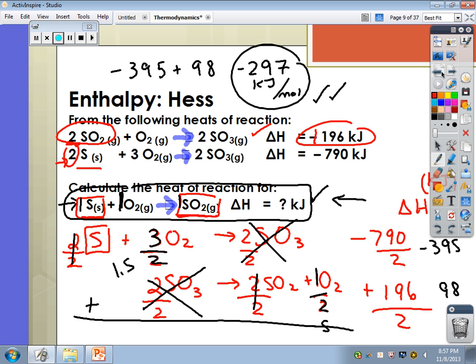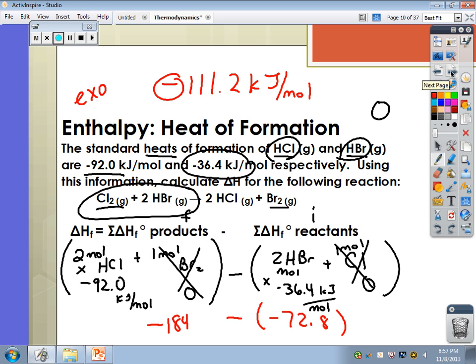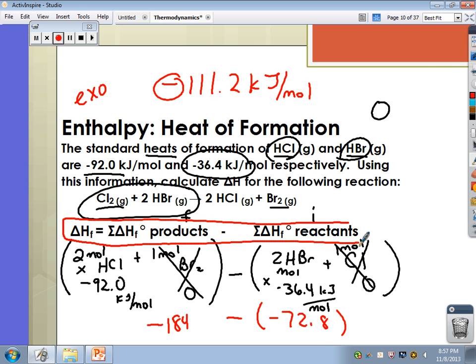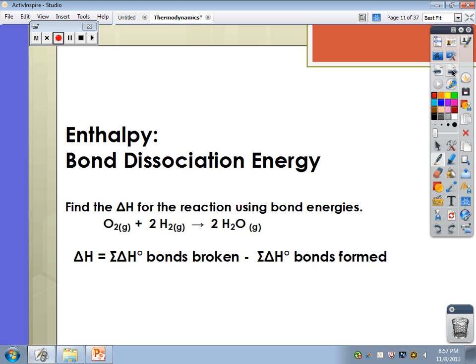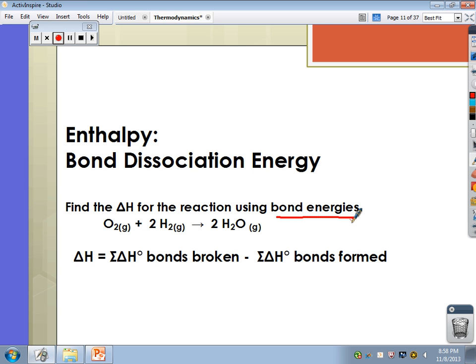So far we've done Hess's law, which occurs when you have two or more equations and a final equation. A heat of formation, which happens when you have values given to you and you need to do this type of reaction right here, products minus reactants, just like we did when we did the entropy. And now we have another one, and this is called bond dissociation energy. And when you see bond dissociation energy, you get all excited.